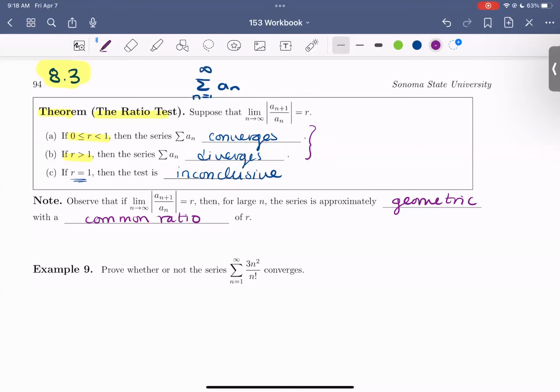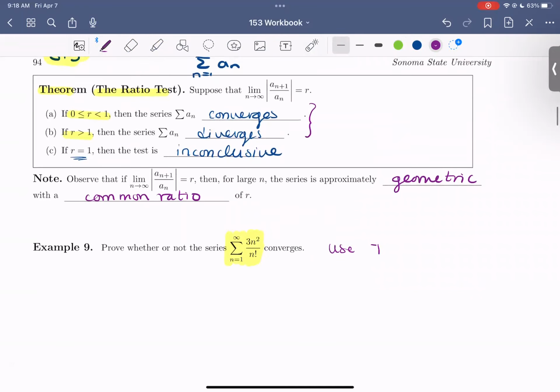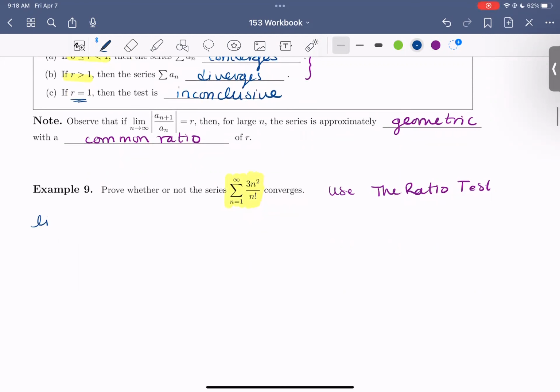All right, cool. So let's look at example 9. This is going to be fun. We want to determine whether or not the series from n equals 1 to infinity of 3n squared over n factorial converges. And we're going to use the ratio test. We're not told to, but this example is intended to showcase the theorem that we just learned about. Okay, so let's do some scratch work, set up the steps here. We need to compute the limit as n goes to infinity of the absolute value of a_(n+1) over a_n.